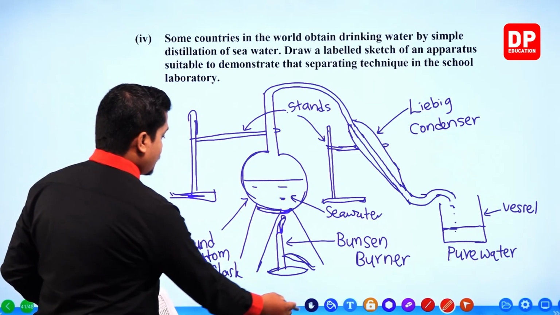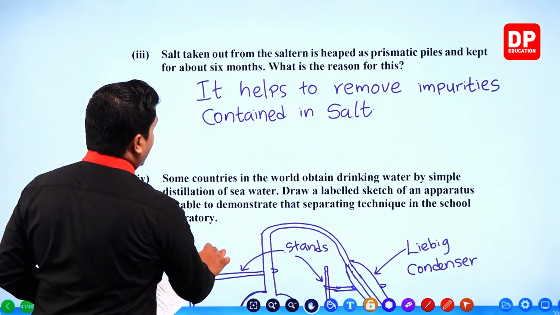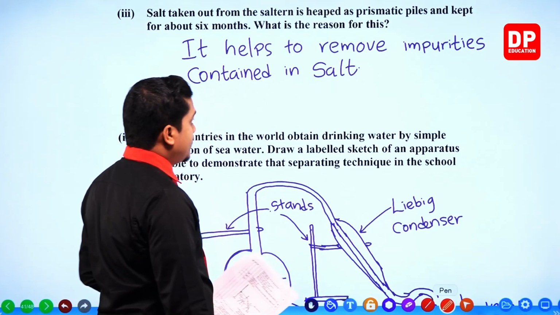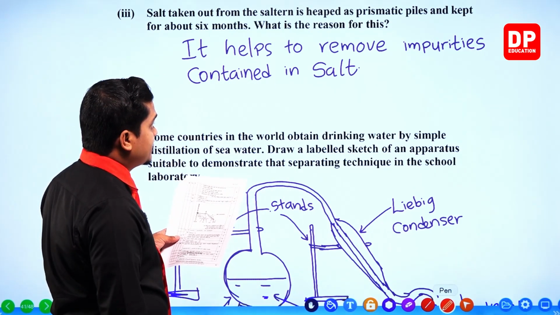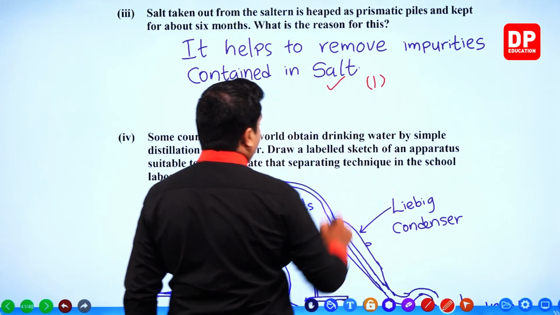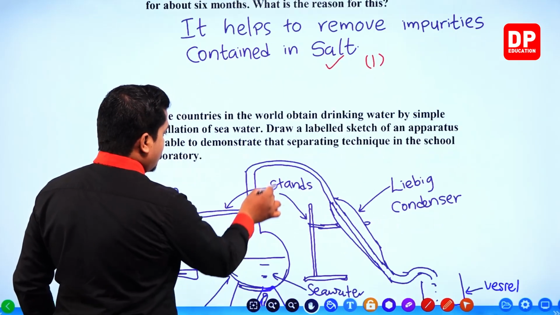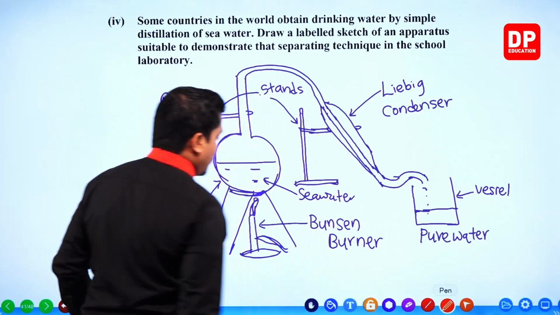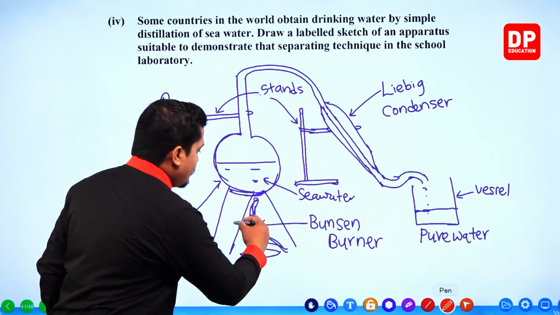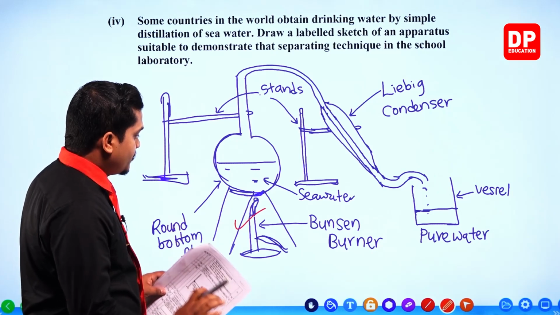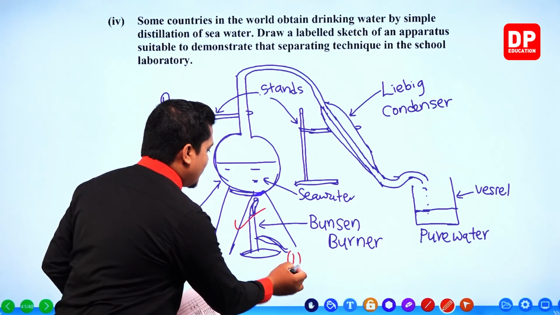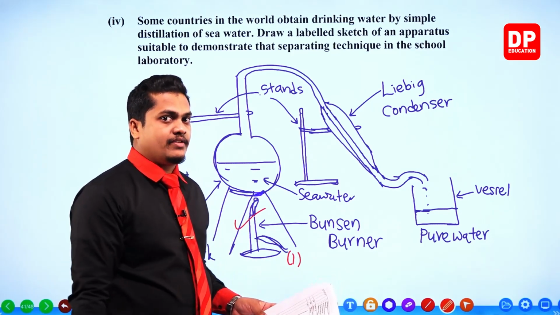So for the next one, it helps to remove impurities, right? The reason why these things are arranged in the prismatic shape for about 6 months, to remove these impurities, you'll be receiving 1 mark for this answer. Then in here, my dear children, for the figure, there are 3 marks. For using a particular method to heat up the water, you'll be receiving 1 mark. Like it can be a Bunsen burner, spirit lamp, or whatever, right?